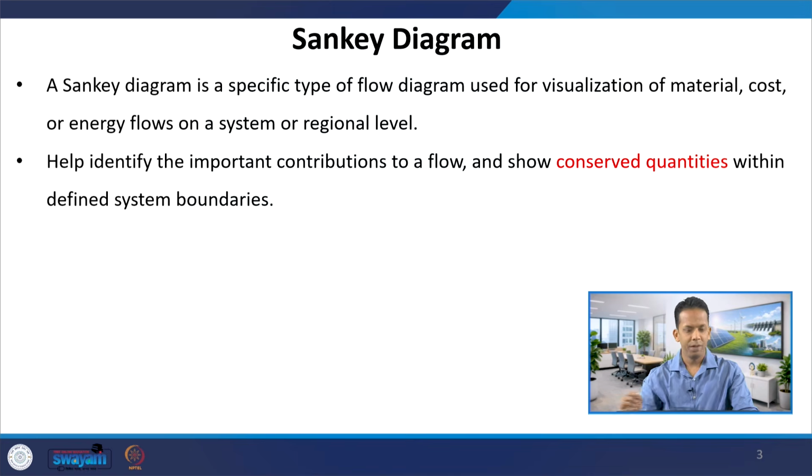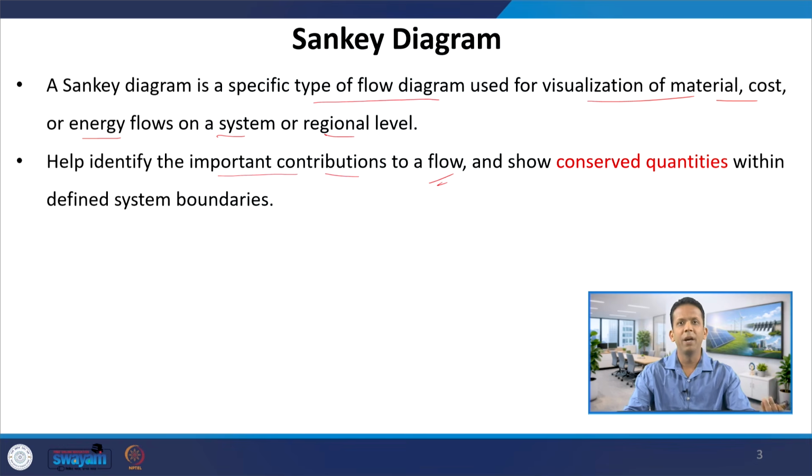So a Sankey diagram is a specific type of flow diagram, mainly used for visualization of material, cost or energy flows on a system level or regional level. We can draw a Sankey diagram for a small reactor, a small unit or an entire power plant, or for regions like a town, city, state or a country, or we can even represent the global energy supply and demand. It helps to identify the important contributions to a flow, mainly based on the width of the arrow. It can tell us whose contribution is higher and whose is lower, and it shows conserved quantities within defined system boundaries.